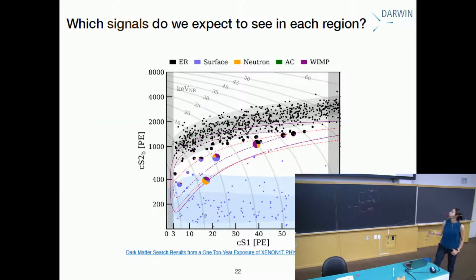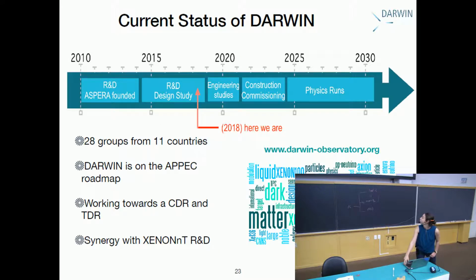So what signals do we expect to see in each region? We have here the WIMP region, we have here the electronic recoil region, and it's not plotted here, but we will also have our coherent neutrino-nucleus scattering, which are low energy events in the WIMP region as well. So right now we are here.